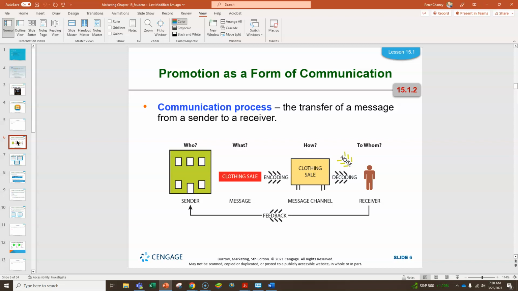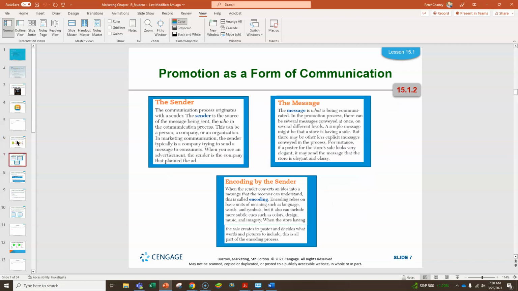So the receiver is our customer. They will decode that information on the billboard about our clothing sale, and hopefully the feedback that we get, the best feedback that you can get from a customer, is that you are getting a purchase. So sender, message, and then encoding. These are all functions of the communication process. These are snippets from the text. I won't read these word for word, but these are the details of what the sender, the message, and the encoding part is.